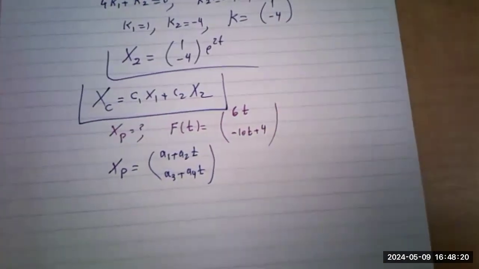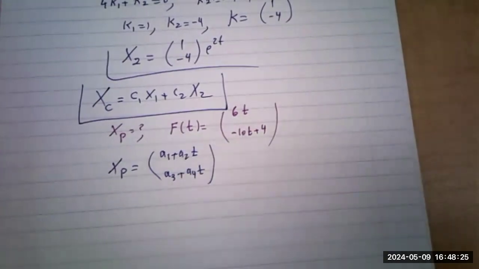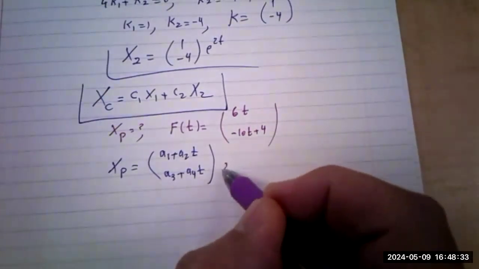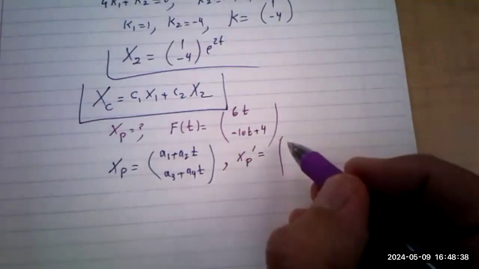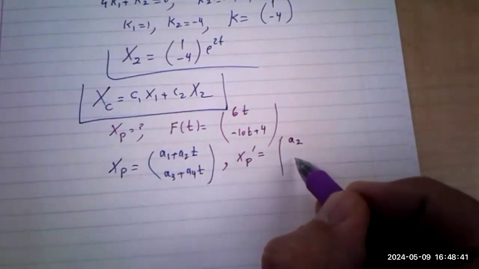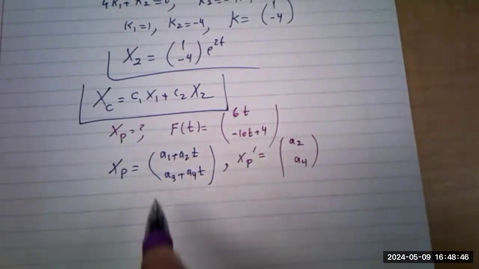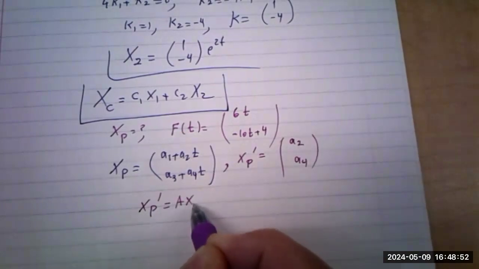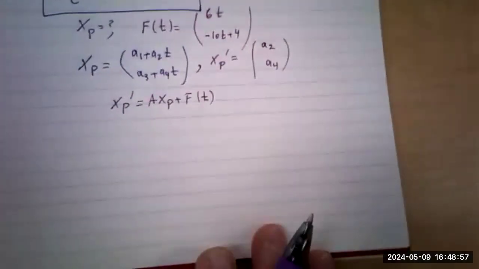Okay, so this is going to be your suggestion. If they are going to be quadratic, you have to write two quadratic ones. So that's a suggestion. You have to find A1, A2, A3, A4. You need 4 equations. So take the derivative of xp. If you differentiate it, that gives you A2 and A4. That's the derivative. Now drop it into the equation. The equation that we're going to use is x prime of p equals A times x of p plus f of t.